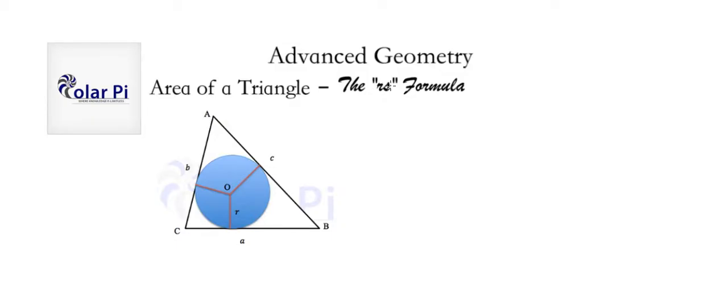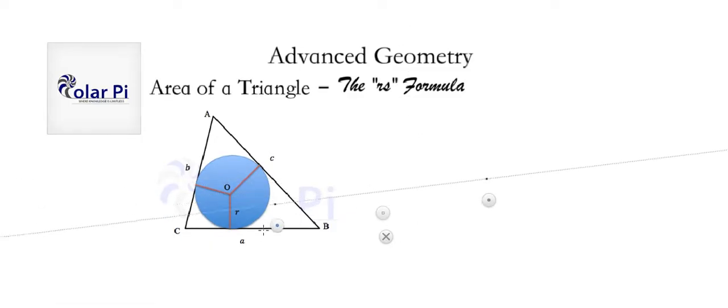So in this video we're going to talk about the RS formula for the area of a triangle. Given a triangle and a circle that's inscribed in the triangle, you can find the area of the triangle if you know all three sides and the radius of the circle. All you have to do is multiply the radius of the circle by half of the perimeter of the triangle, the radius times the semi-perimeter, which we abbreviate with S, so RS. This is really interesting, but also pretty simple to understand.